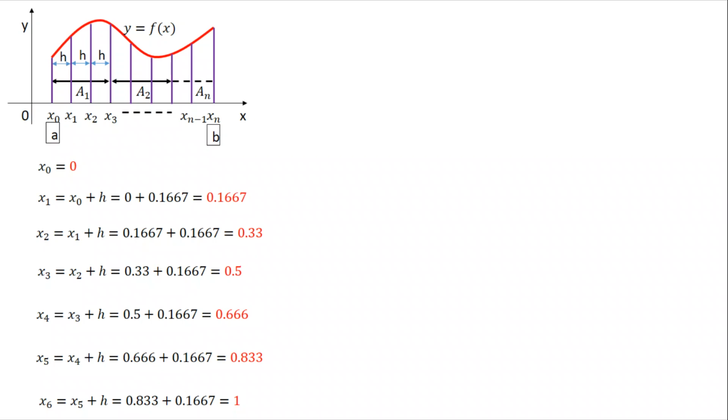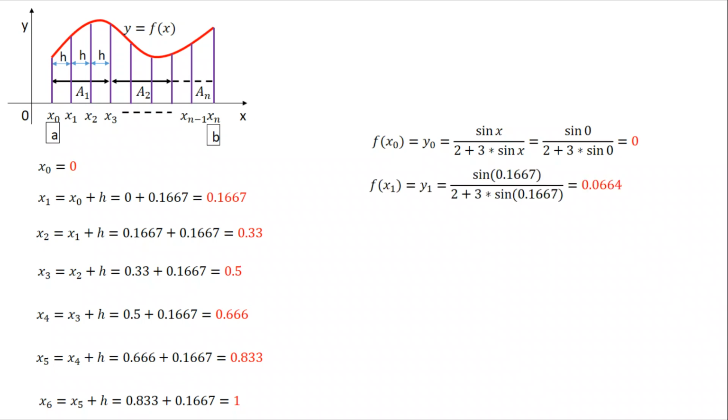Once you calculate x0 to x6, then find the function values. Put all the values x0 to x6 in the function and find the respective function values. So f of x0 is y0, equal to sine x upon 2 plus 3 into sine x. This is the function. Put x0 equals 0: sine 0 upon 2 plus 3 into sine 0 equals 0. Similarly, f of x1 is y1, equal to sine 0.1667 upon 2 plus 3 into sine 0.1667, equals 0.0664.